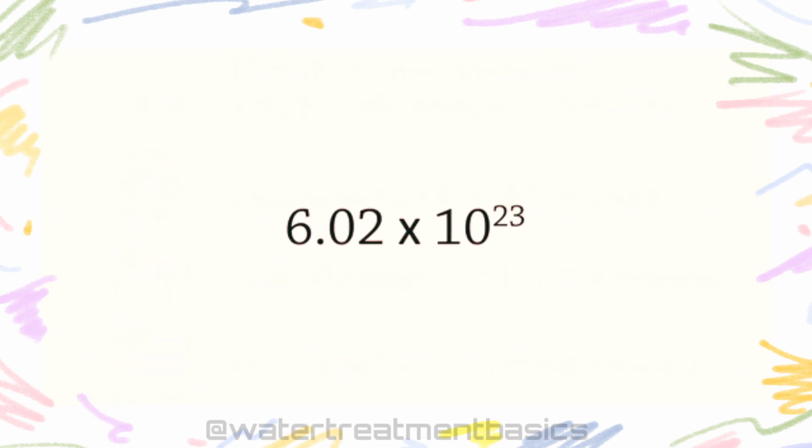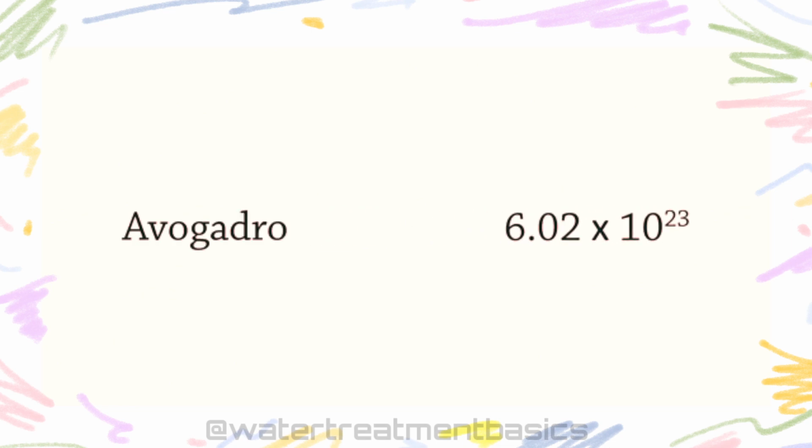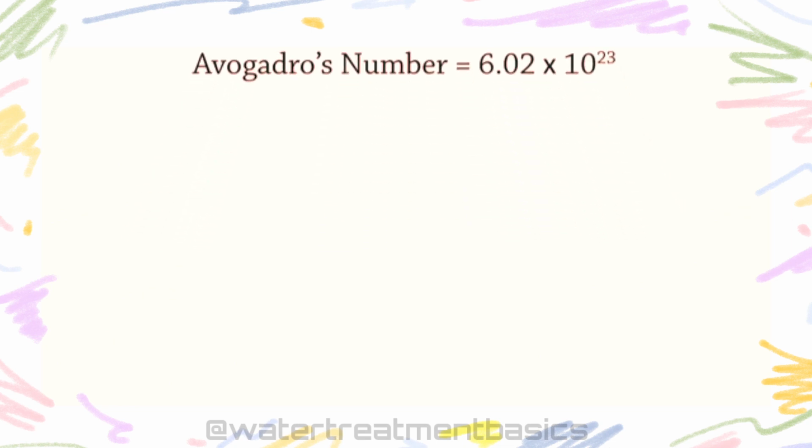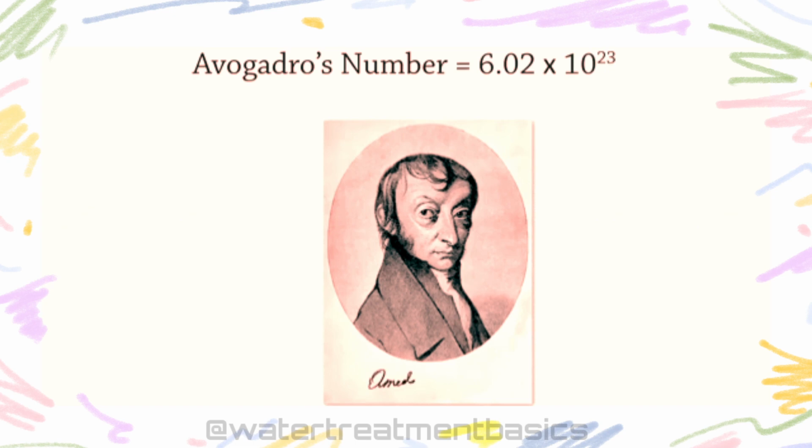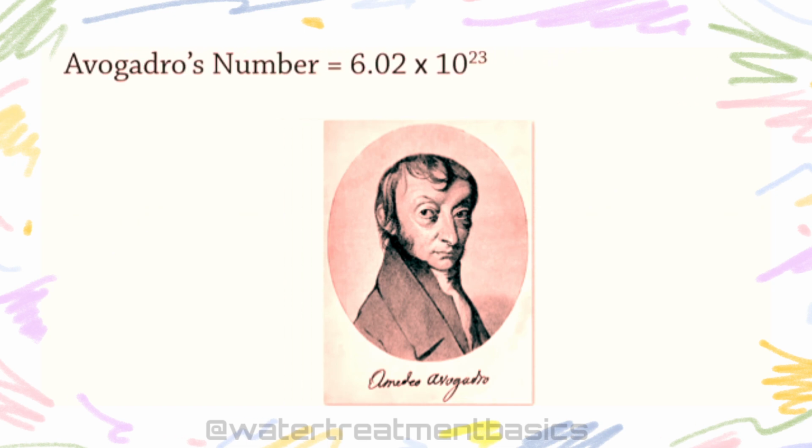6.02 times 10 to the 23rd is known as Avogadro's number, named for the great Italian chemist Amedeo Avogadro. Although Avogadro did fundamental work on atoms and molecules, he didn't actually come up with this number. It's just named in his honor. They must have thought pretty highly of Avogadro, because Avogadro's number is huge.